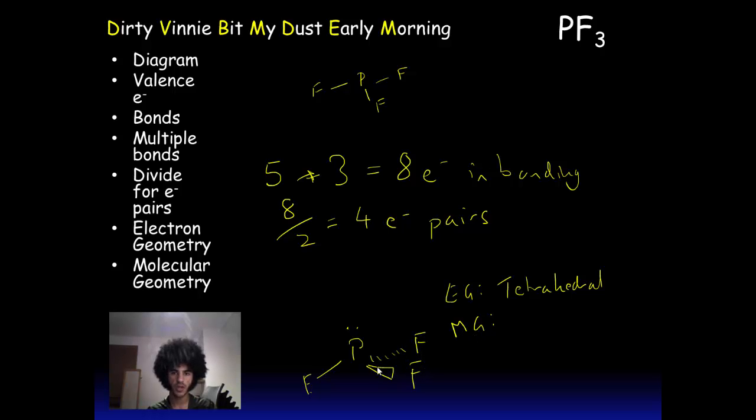Now you can see that it's not trigonal planar because it's not in one plane. This lone pair is bending these all down. So instead, it's trigonal pyramidal.